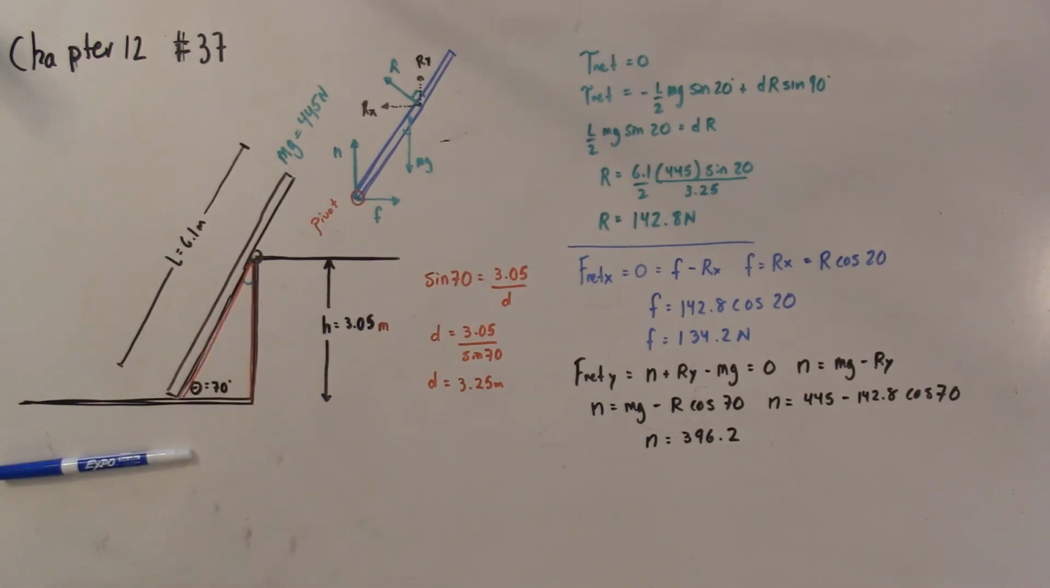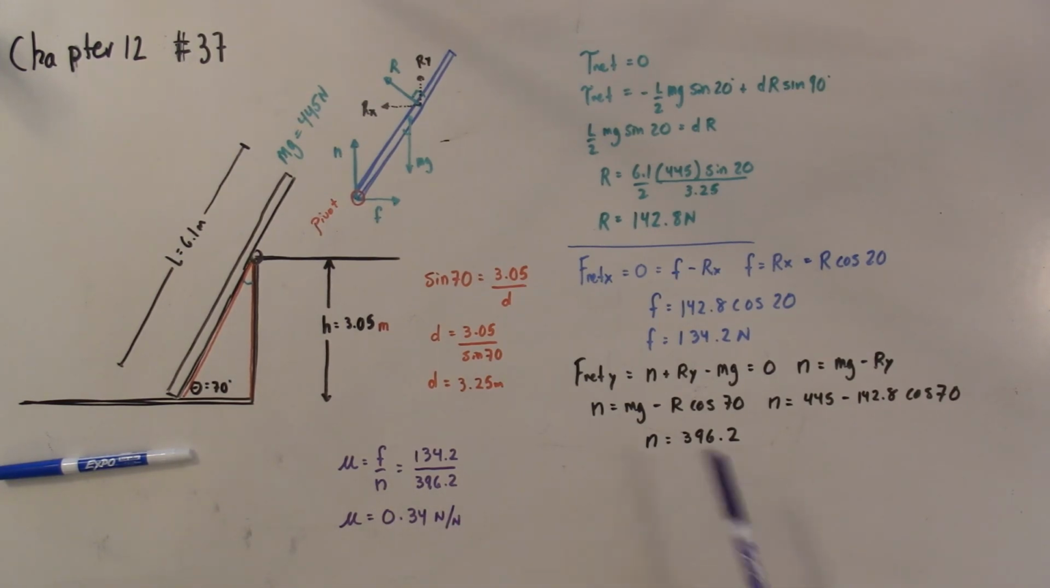And now, in the end, what we're actually looking for here is the coefficient of friction. We know the coefficient of friction by definition is the ratio of the frictional force to the normal force. My frictional force is 134.2. My normal force is 396.2. And that's equal to 0.34, and it's newtons per newton, but they usually leave them off, so 0.34.